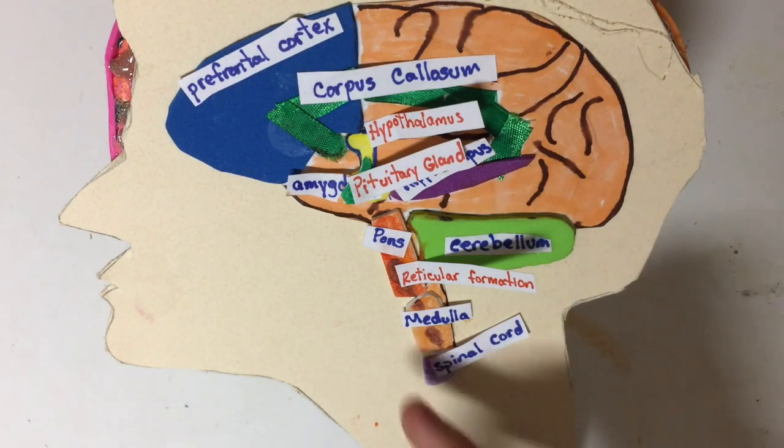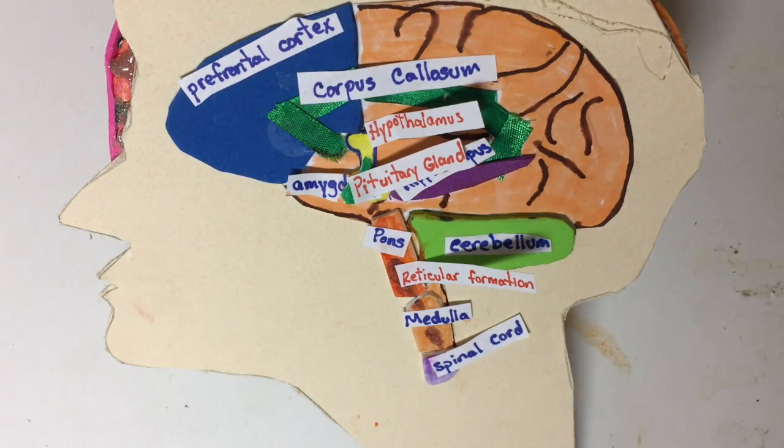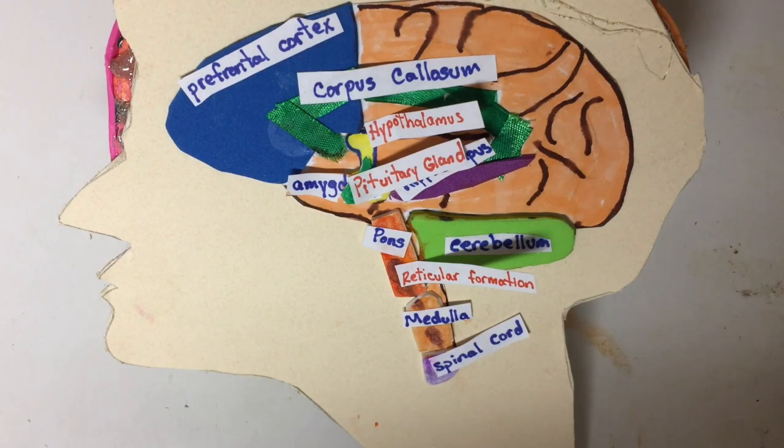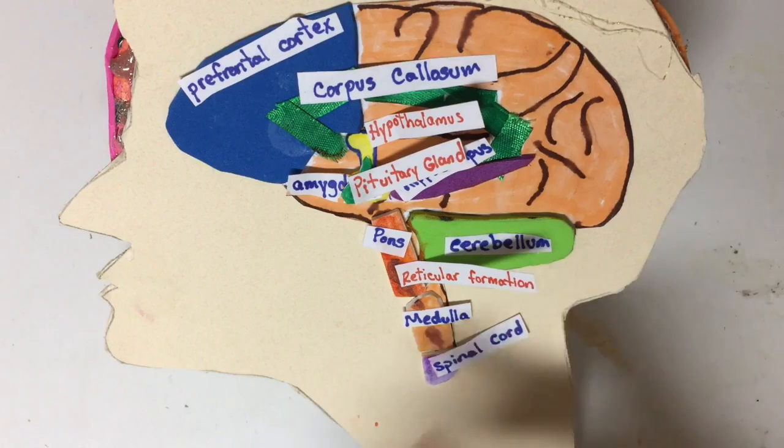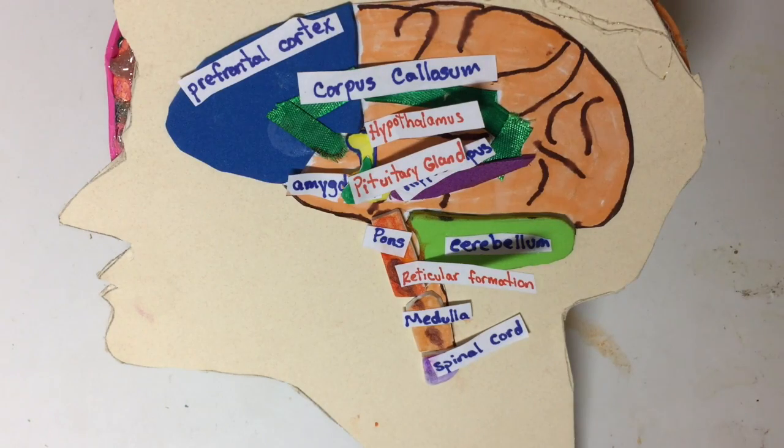On top of that we have the medulla, and what that does, it is responsible for regulating largely unconscious functions such as breathing and circulation. Next we have the reticular formation, and what that does, they're basically groups of fibers that carry stimulation related to sleep and arousal through the brainstem.